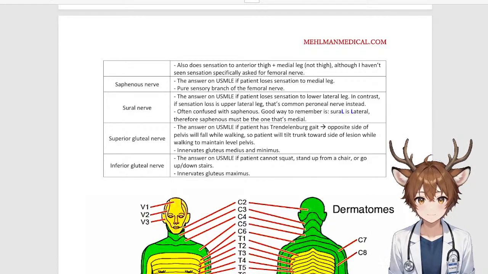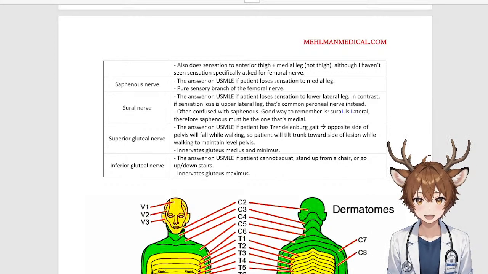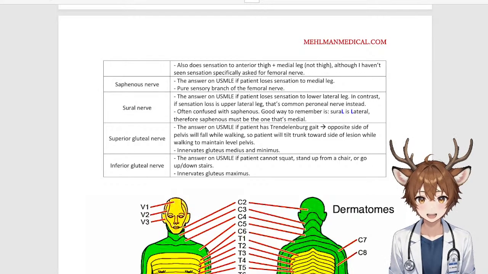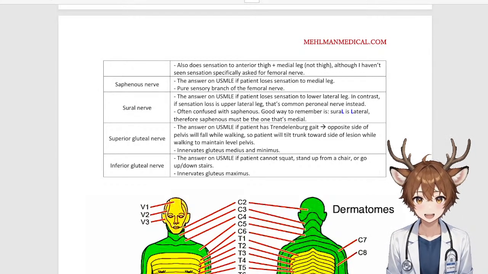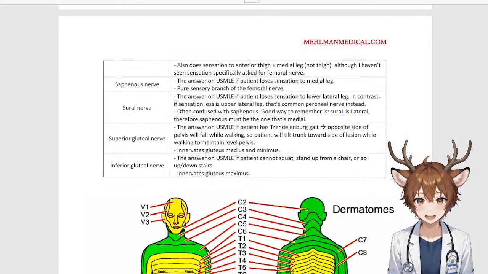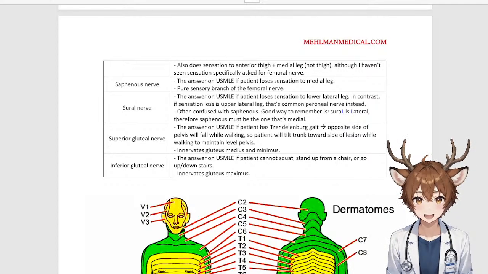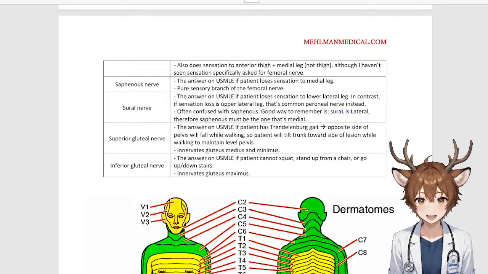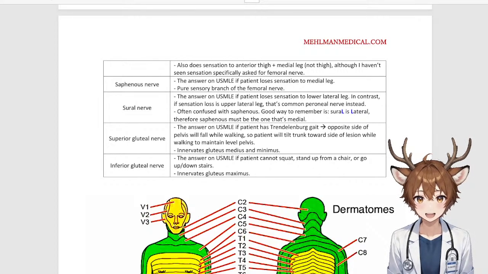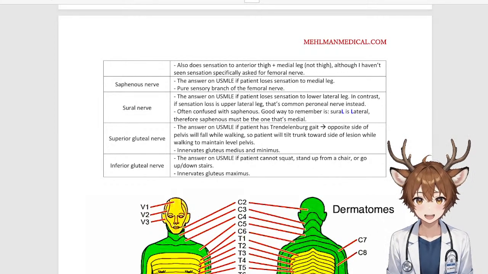Sural nerve. The answer on USMLE, if the patient loses sensation to the lower lateral leg. In contrast, if sensation is lost in the upper lateral leg, that's common peroneal nerve instead. Often confused with saphenous nerve. Good way to remember is sural is lateral. Therefore, saphenous must be the one that's medial. So saphenous medial, sural lateral.